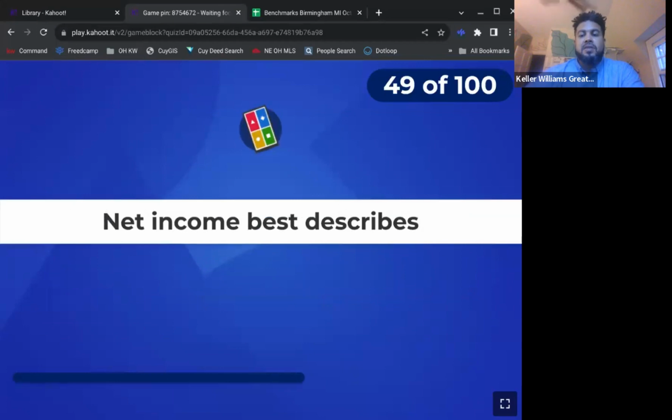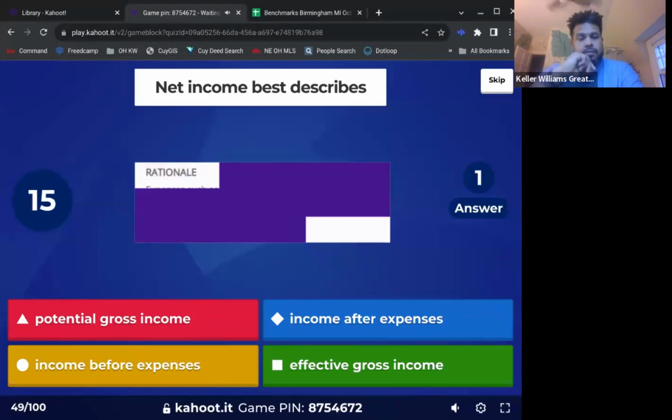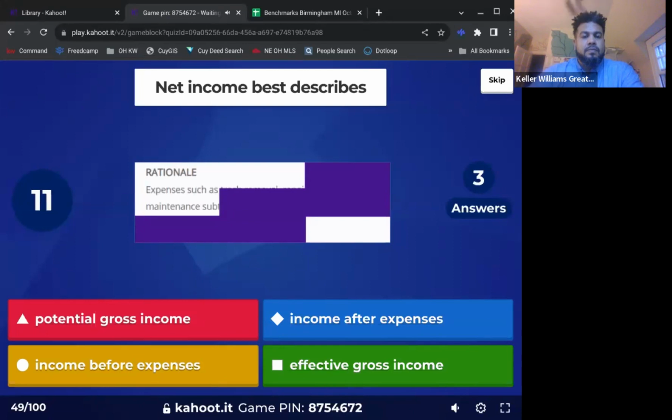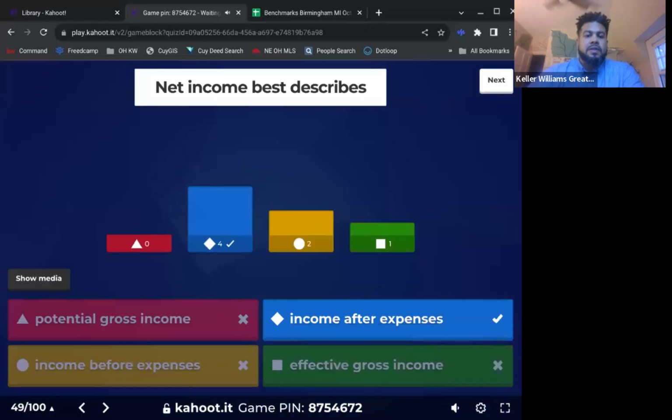Net income best describes income after expenses. That's right. Gross income is before, net income is after.